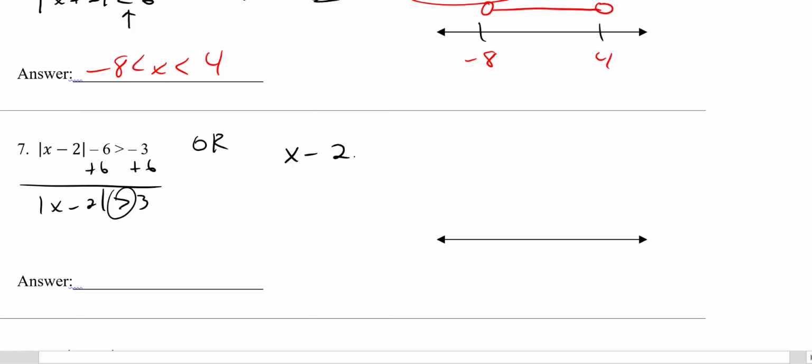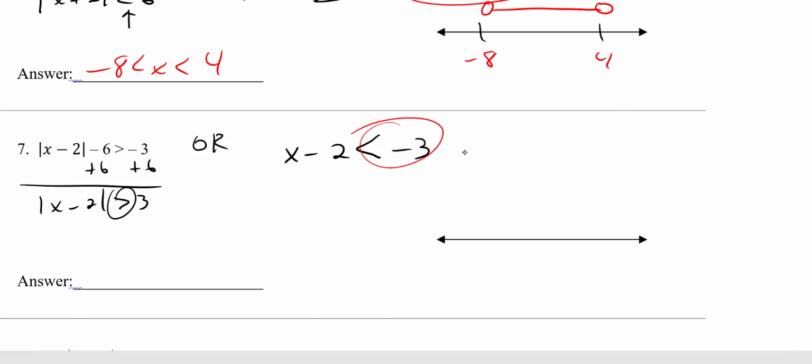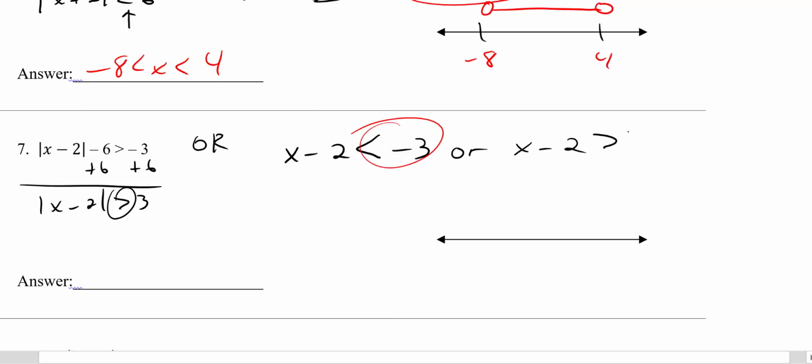X minus 2 is less than, you need to do this, less than negative 3. Always less than the negative of that value. Okay, always. I don't know how else to tell you that. Or x minus 2 is greater than positive 3. Always positive, always greater than positive that value. Always.